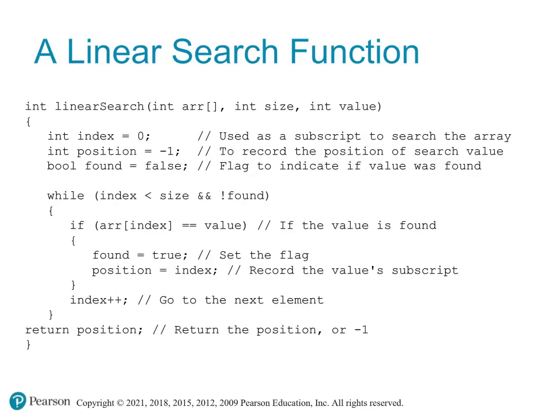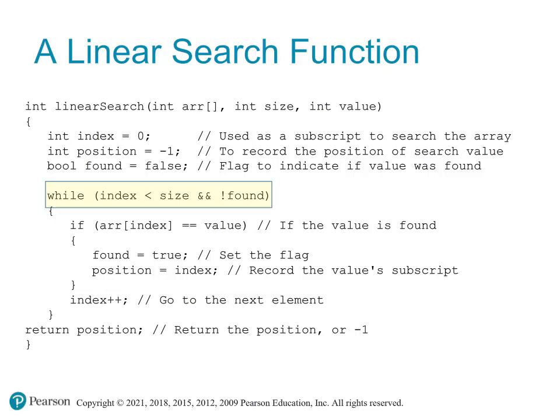In this slide, we present the C++ implementation of the linear search algorithm. The function linearSearch takes an integer array, arr, its size, size, and the value we are looking for, which is value, as arguments. We start by initializing index to 0 for array traversal, position to -1 for recording where we find our value, and the Boolean found to false.